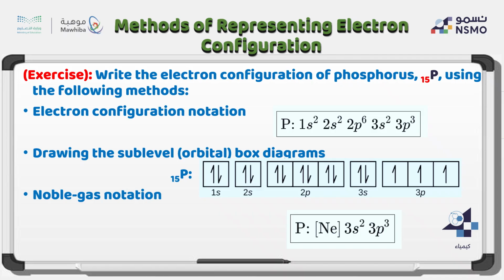We can summarize our lecture today. Electron configuration notation shows full details. Orbital box diagrams show electron spins and orbital filling. Noble gas notation provides a shorter, efficient representation. All 3 methods describe the same electron arrangements, just in different ways.